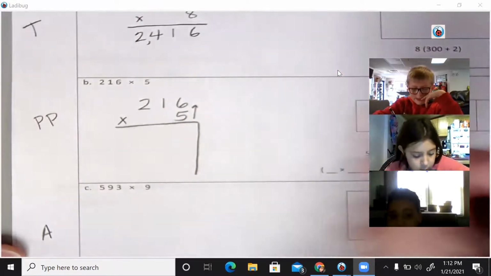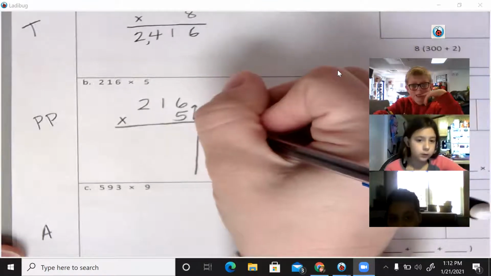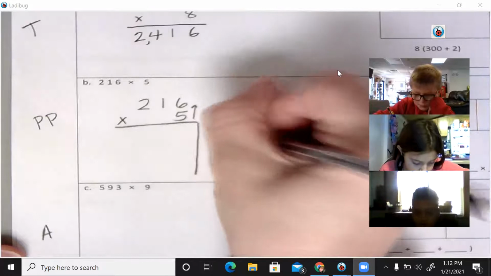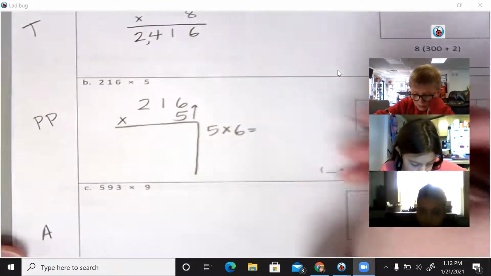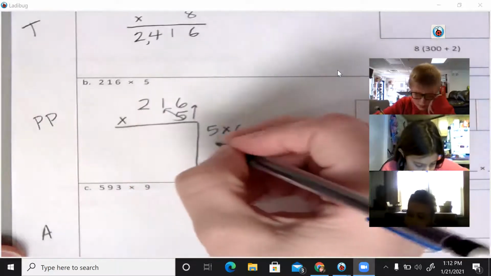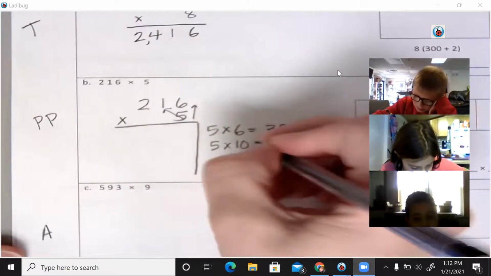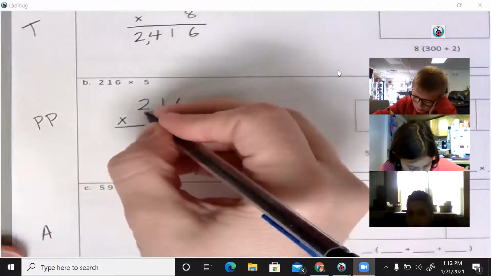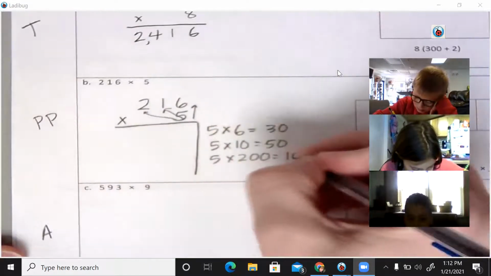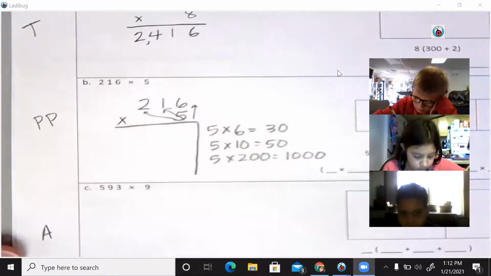6 times 5 equals... you know what, Carson, I'm going to start with the 5 just so we use it every time, okay? So 5 times 6 equals 30. Then what? 5 times 10 equals 50. Yep, and next. 5 times 200 equals 1,000. Great job.